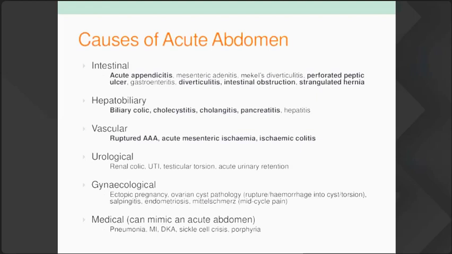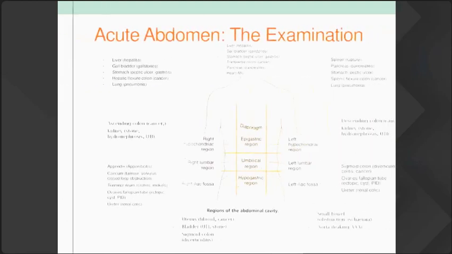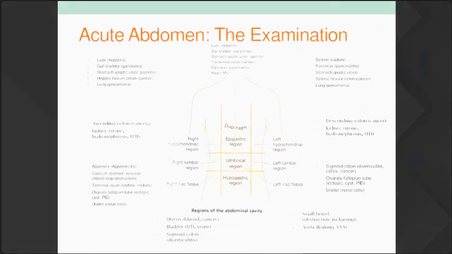Regarding the intestine, the differential diagnosis is wide. The most common cause is acute appendicitis, mesenteric adenitis, or perforated peptic or duodenal ulcer. Also it may be related to gastroenteritis or diverticulitis, intestinal obstruction or strangulated hernia. The other causes, hepatobiliary and vascular, are important points, but today we will concentrate on causes due to intestinal causes. Acute abdomen is classified regarding the origin of the abdominal pain.